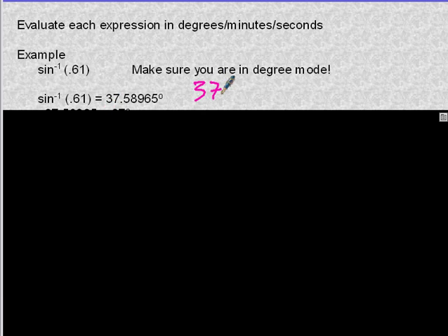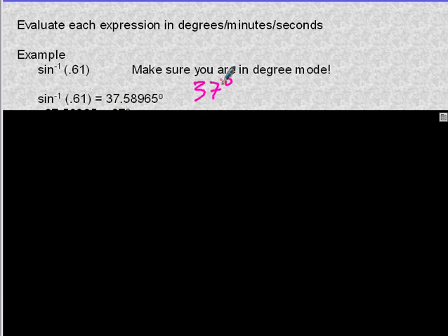Evaluate each expression in degrees, minutes, and seconds. For these, you're going to get an angle, and I'm going to want you to translate the decimal into minutes and seconds. So I'm going to show you how to do that. Here's an example. First of all, make sure you're in degree mode, inverse sine of 0.61. I'll put that into my calculator, and I get 37.58965 degrees. So clearly the degrees is going to be 37 degrees.